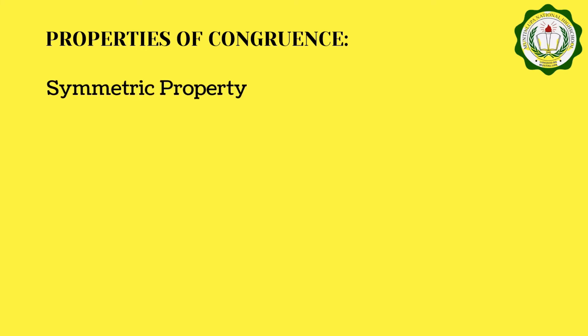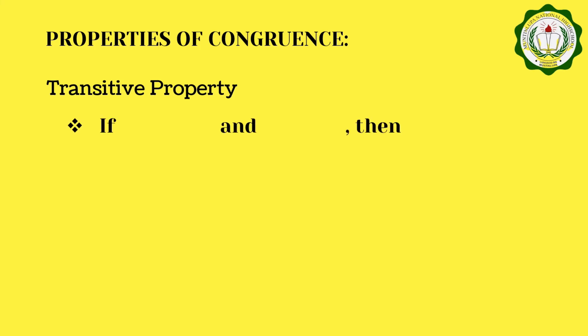We also have the symmetric property. The symmetric property of congruence states that if AB is congruent to CD, therefore CD is also congruent to AB. The last one is the transitive property. The transitive property states that if AB is congruent to CD and CD is congruent to EF, then AB is congruent to EF.